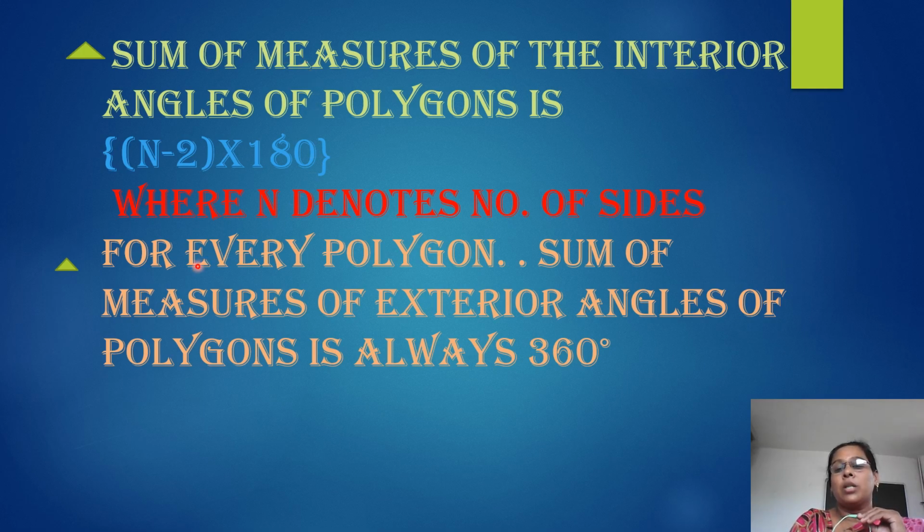Next, exterior angles. If you consider the sum of exterior angles, then for every polygon the sum of exterior angles remains the same, and that value is fixed, 360 degrees. The sum of exterior angles of any polygon is always 360 degrees. The sum of interior angles changes according to the number of sides. If the number of sides increases, the sum of interior angles also increases, but the sum of exterior angles is fixed, and that value is 360 degrees.